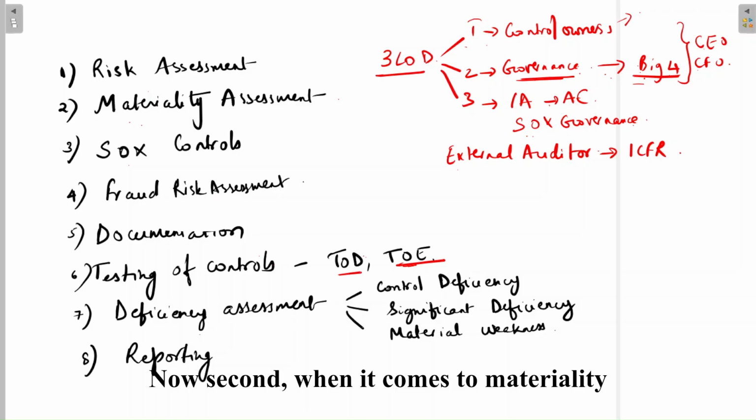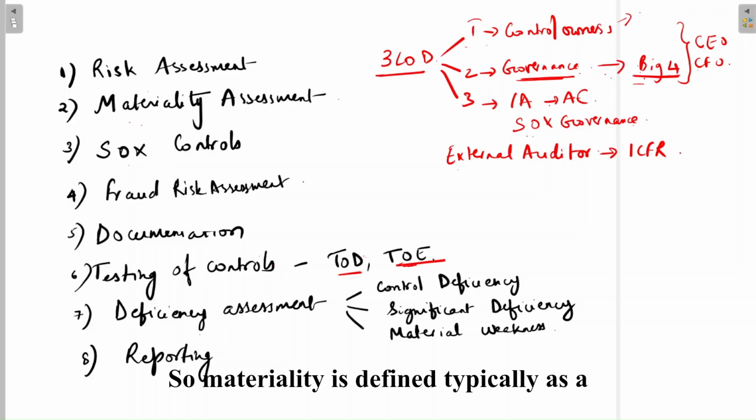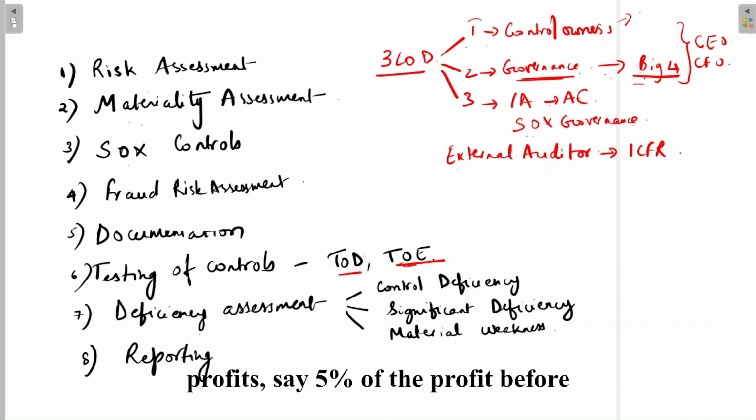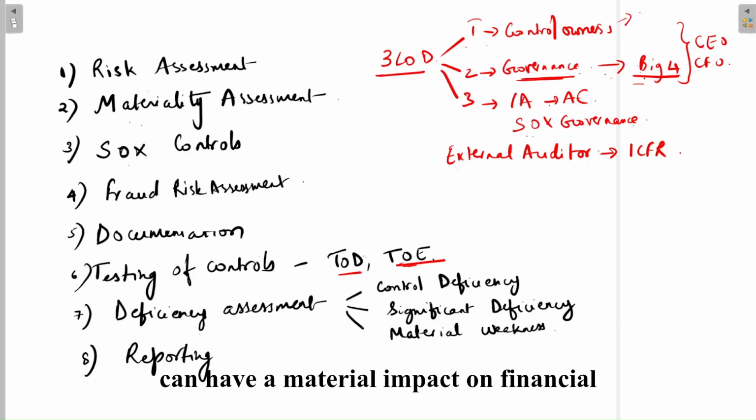Now, second, when it comes to materiality assessment, materiality is defined typically as a percentage. For example, it could be a percentage of profits, say 5% of the profit before tax. So in that case, if there's any error which has an impact greater than 5% of the profits, then it could be a material impact. And this is important for auditors because they will also focus efforts on those areas which can have a material impact on financial reporting.